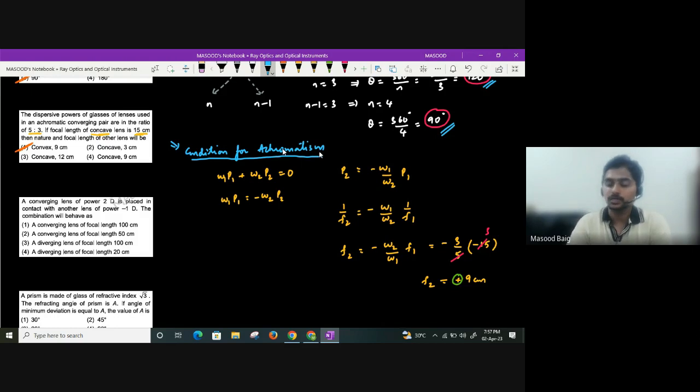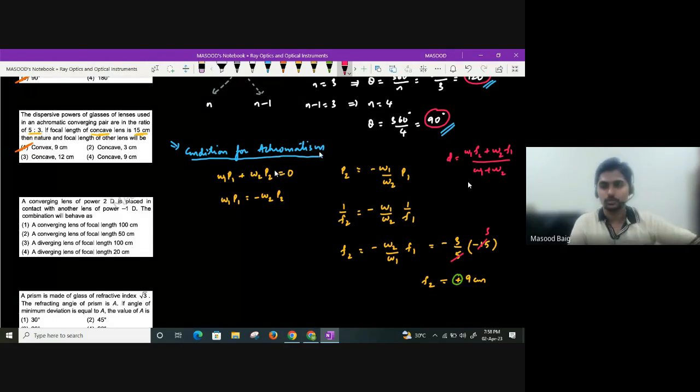When lenses are placed at some separation, what should be the separation, beta? The separation d between them should be omega 1 f2 plus omega 2 f1 divided by omega 1 plus omega 2. This is the condition for achromatism if two lenses are placed at some separation. When they are placed in contact, omega 1 p1 plus omega 2 p2 should be equal to 0. And when they are kept at some separation, what should be the distance between the two lenses, guys? It will be given as omega 1 f2 plus omega 2 f1 divided by omega 1 plus omega 2. Is that clear, all of you?